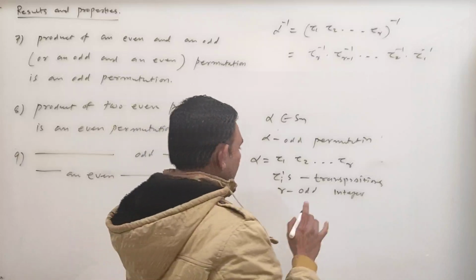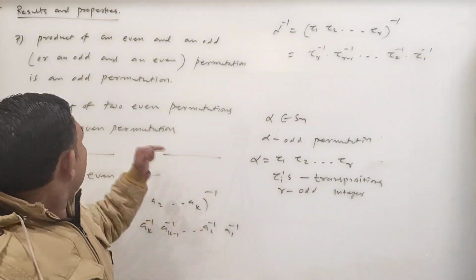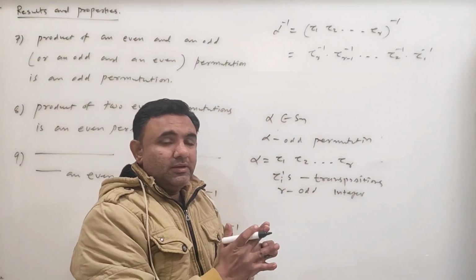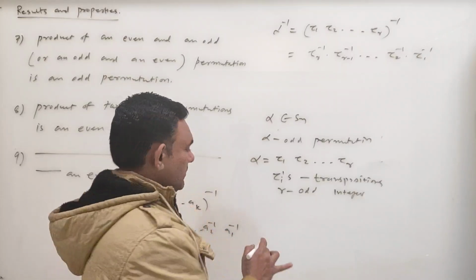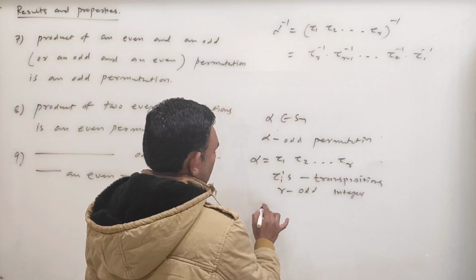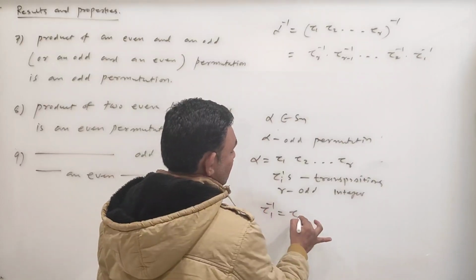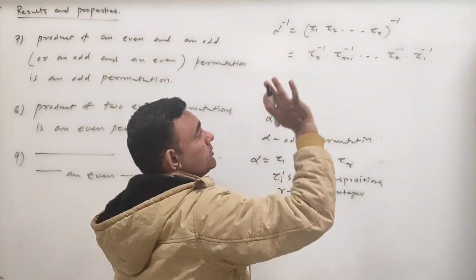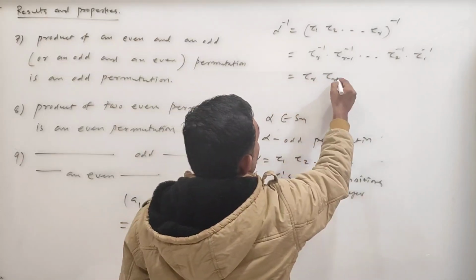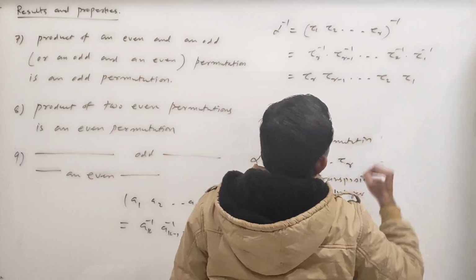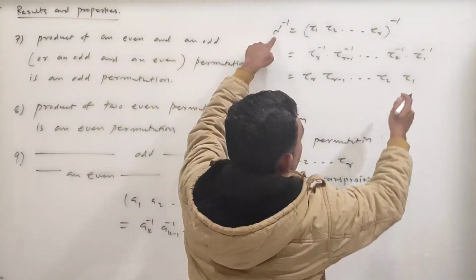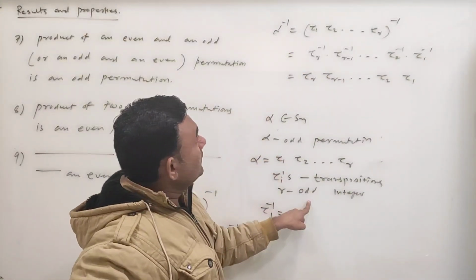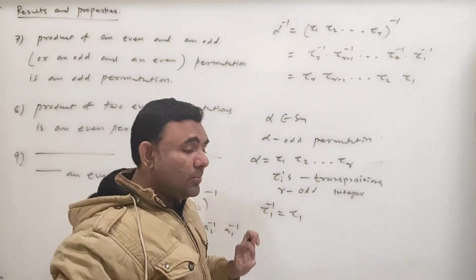But we know, we wrote a result earlier, that if I have a transposition then it is self inverse. Tau 1 is a transposition, so tau 1 inverse is tau 1. Similarly tau r minus 1, tau 2, tau 1 are all transpositions, so they are self inverse, so it is tau r minus 1 and so on, tau 2 and tau 1. So again alpha inverse is a product of r transpositions, and r is odd, so alpha inverse is an odd permutation.